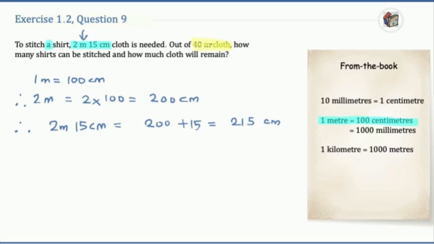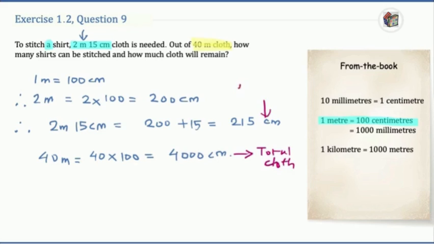And now the total that you have, that is in meters, that will also have to be converted to centimeters. Everything should be in a single unit. So 40 meters will be how much? Again, if 1 meter is 100, then 40 meter is 40 times 100. So that makes it 4000 centimeters. So basically the two things that you have are these. This is the total cloth that you have in centimeters. And this is what you need for one shirt. Let's just write down in short, needed for one shirt.